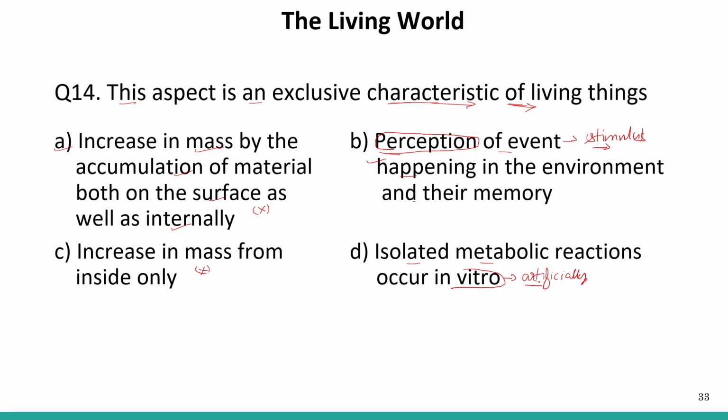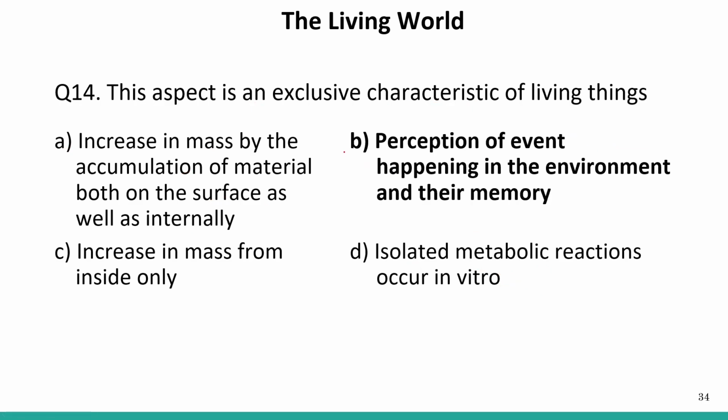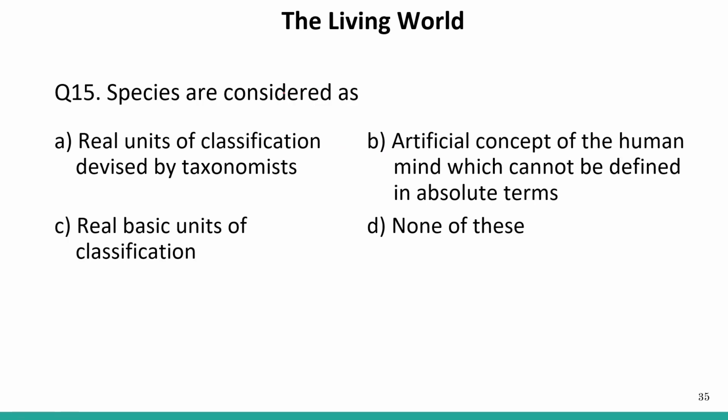Okay, so what should be the correct answer? Option B is the correct answer. Okay, what was the question? This aspect is an exclusive characteristic of living things. Alright, perception. The next question is, species are considered as rare units of classification devised by taxonomists.